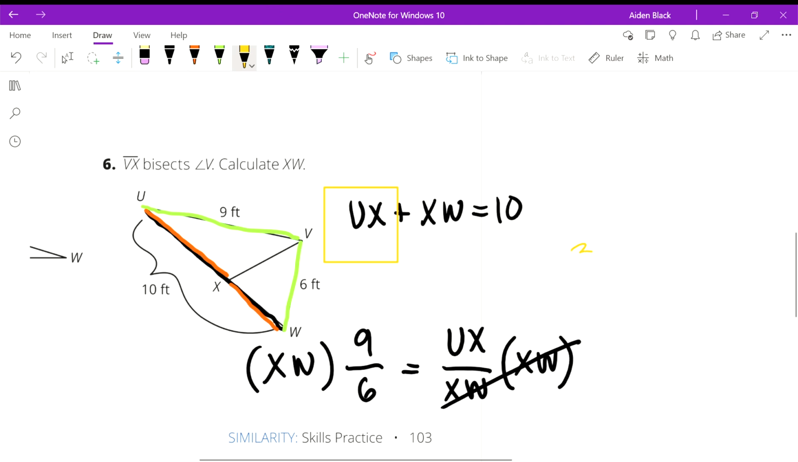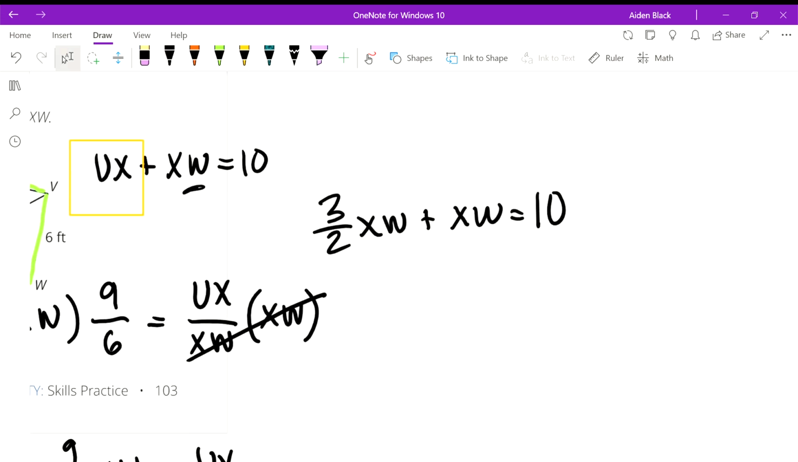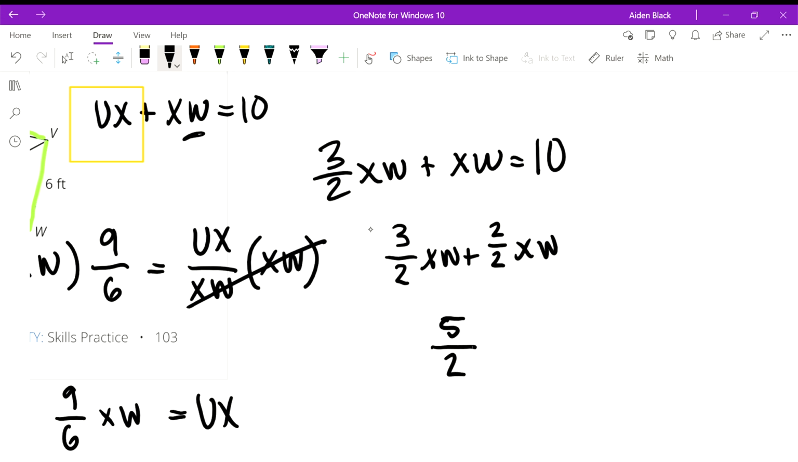So I'll write, let's do it in black, 3/2 xw plus, what is it? Plus xw equals 10. Now, we have like terms, and we can combine like terms. And you'll say, how do we add 3/2 xw to 1 xw? Well, you can rewrite this xw right here as 2/2 xw, right? Because that's equivalent to 1 xw. Now we have a common denominator, so we can add 3 and 2, which gives you 5/2 xw. This is equal to 10. And now you solve from here. You'll be able to find xw.